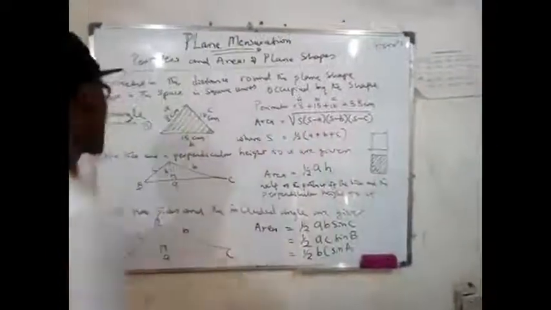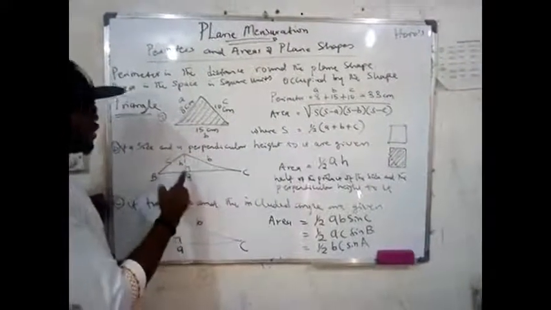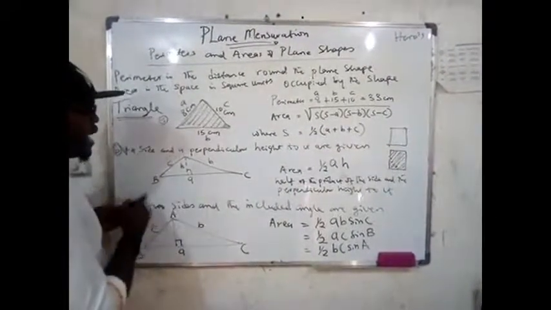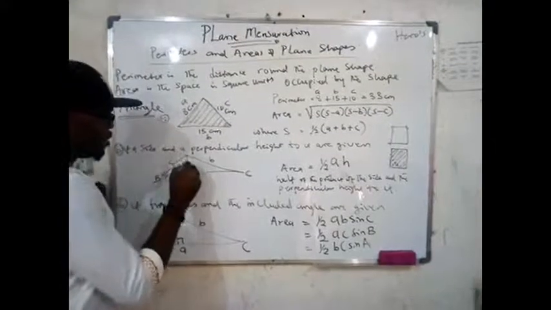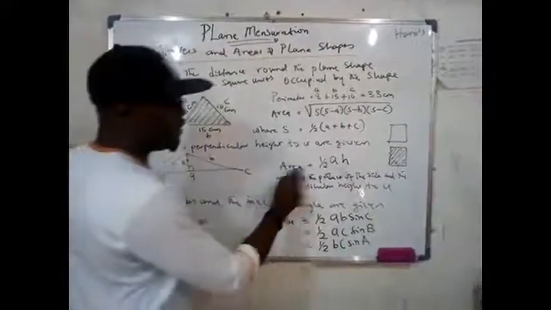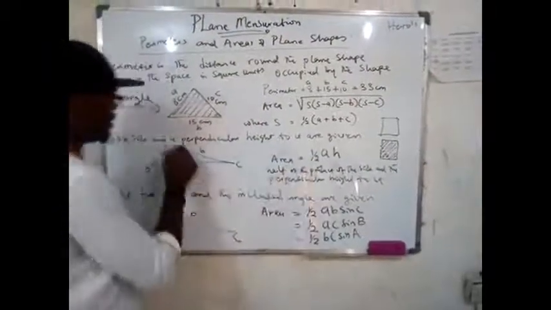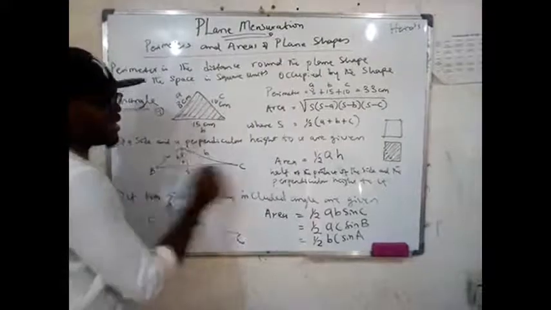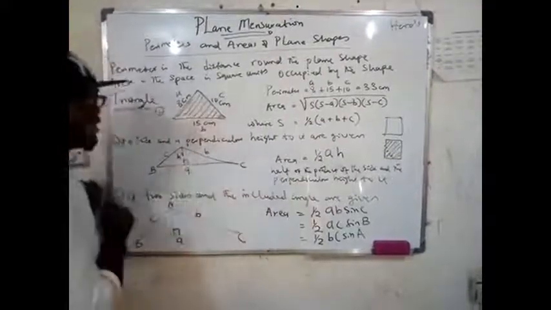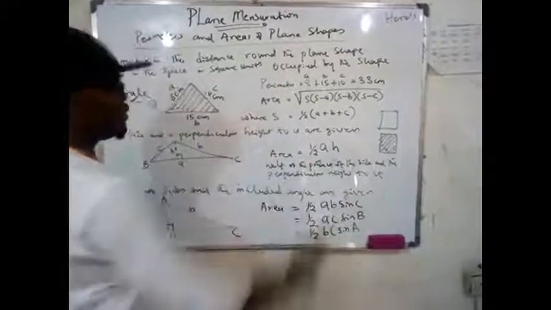But now, when you are given one side, say A, and you're also given a perpendicular height on that A, what formula are you going to use? You're going to use area is equal to half the side given, A, times the height of the perpendicular line that gets to the A. Is that clear? So you say half of the product of the side and the perpendicular height to it.